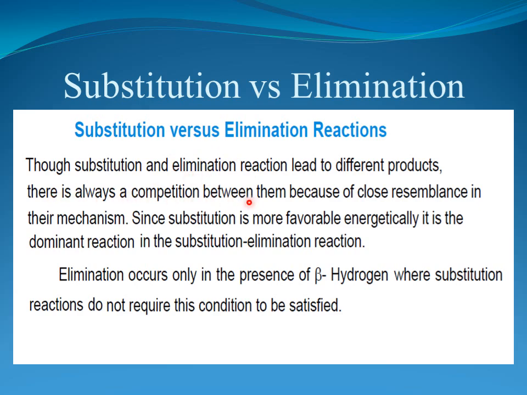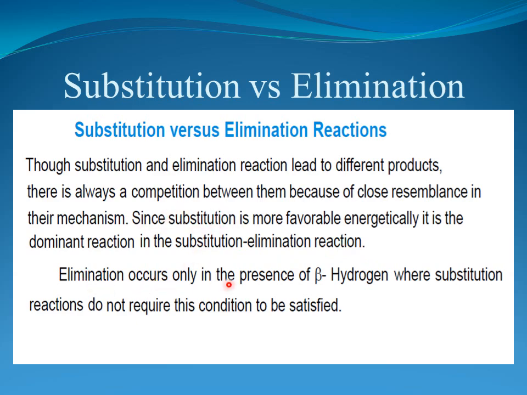There is always a competition between them because of the close resemblance in the mechanism. You can see SN1 is very close to the E1 mechanism. You have noticed that a carbonium ion is produced in it, and in SN2 and E2 it is a one-step process. Since substitution is more favorable energetically, it is the dominant reaction in substitution versus elimination. Means substitution reactions are more often dominating.